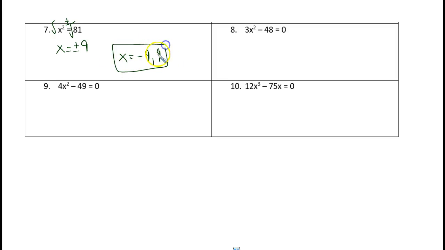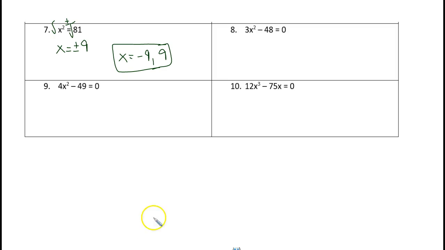So in that example, I'm not going to use the new technique because of the way that the question was written. I'm not going to waste my time moving it across. But if you had subtracted 81 to get x squared minus 81 equals 0 and then applied this new technique, that would have been fine.